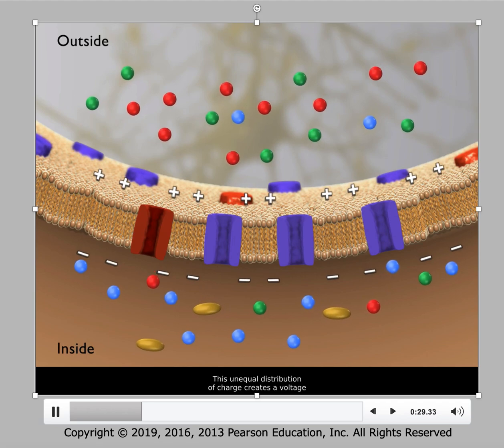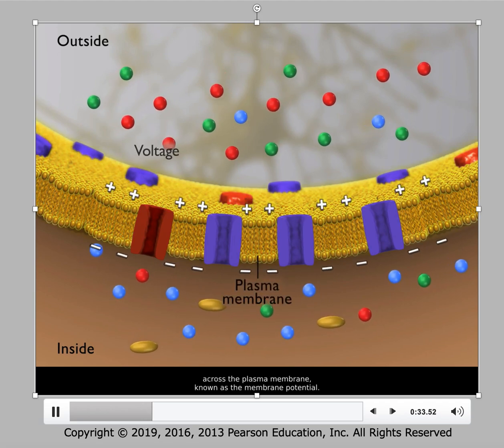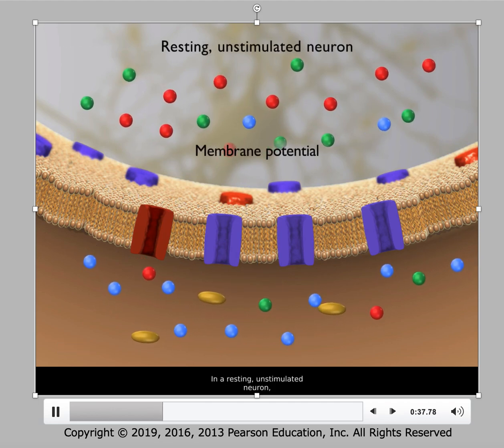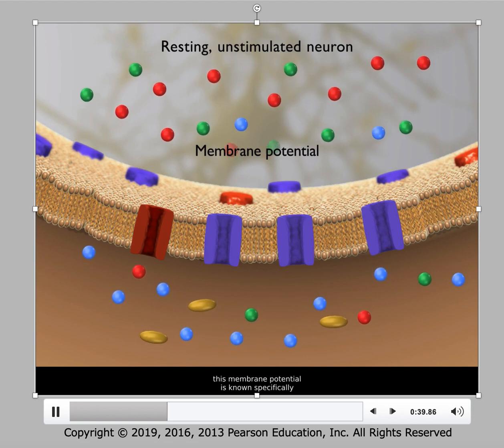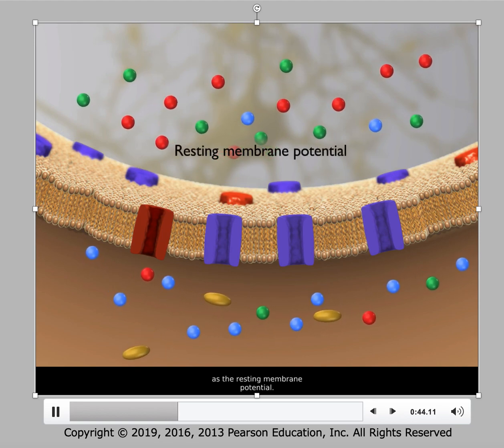This unequal distribution of charge creates a voltage across the plasma membrane, known as the membrane potential. In a resting, unstimulated neuron, this membrane potential is known specifically as the resting membrane potential.